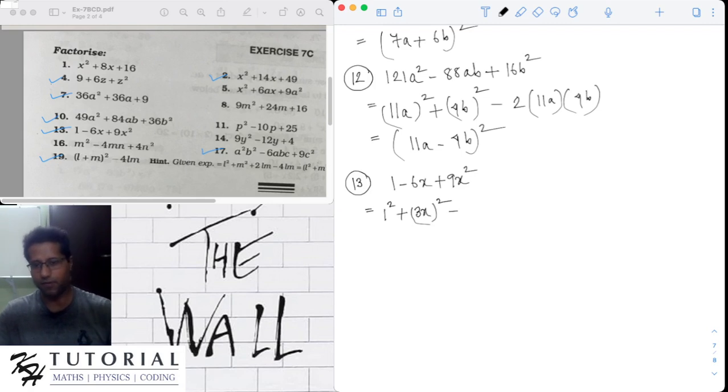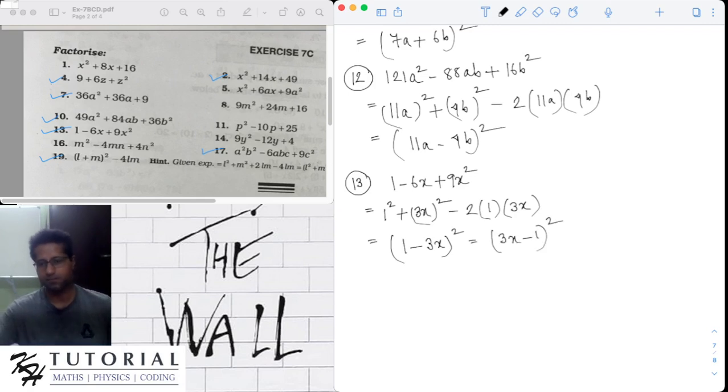Let us see if we can form the expression in the form of a square plus b square minus twice ab. So I must have 2 into 1 into 3x, which is exactly 6x. So I get the form a square plus b square minus twice ab. So this will be 1 minus 3x whole square. Now you can also write this as 3x minus 1 whole square. This will be the same, because a minus b whole square is equal to b minus a whole square.